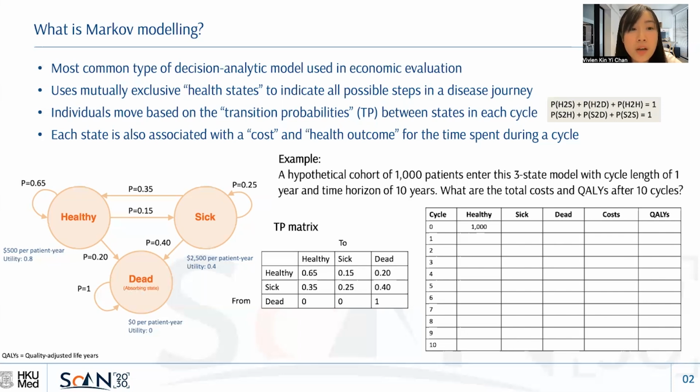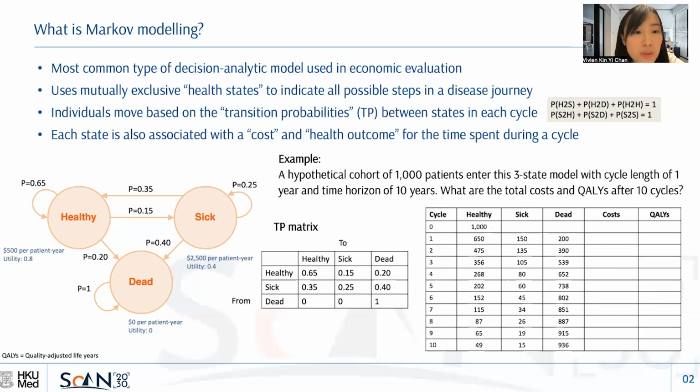After 1 cycle, according to the matrix, there will be 1,000 people times 65% chance plus 0 times 35% chance plus 0 times 0% chance, which equals 650 people staying in the healthy state after 1 cycle. And then we can do the similar calculation for the other 2 states, and of course the subsequent cycles, to populate their patient distribution at the end of each cycle.